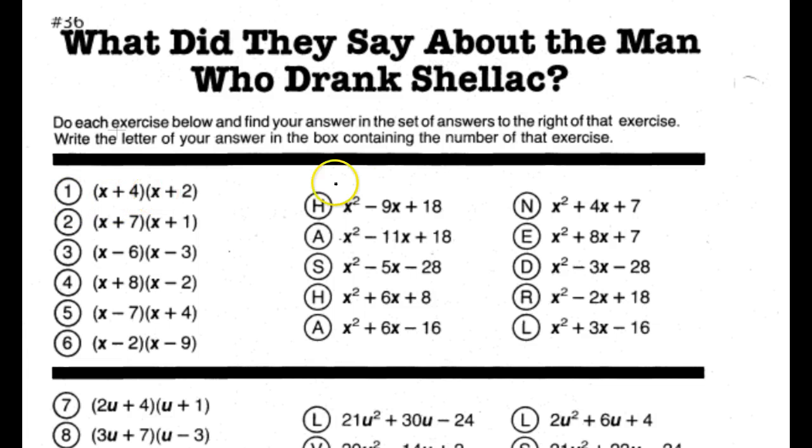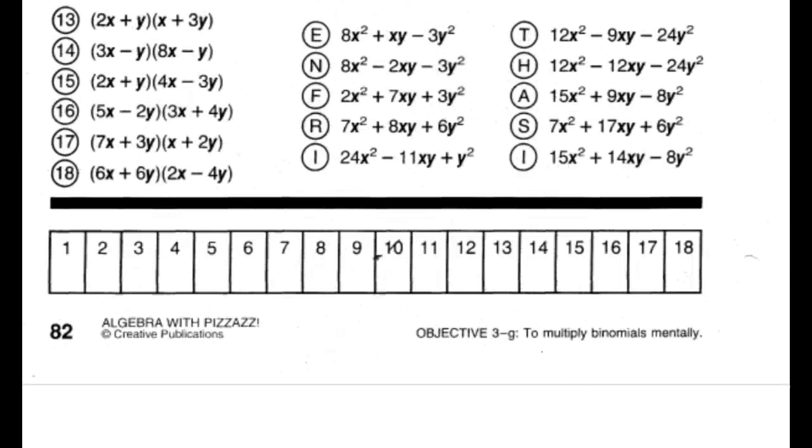All right. So we have, let's go ahead and do number 2. How about that? x plus 7 and x plus 1. I'm going to show multiple methods, so you pick one. 2, x plus 7, x plus 1.